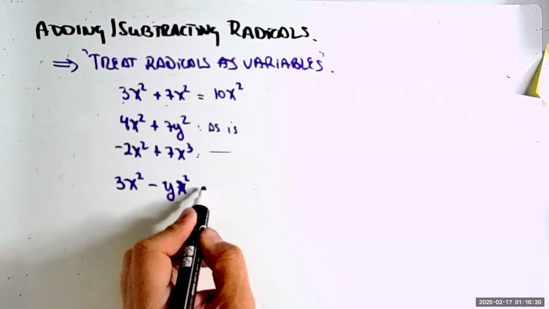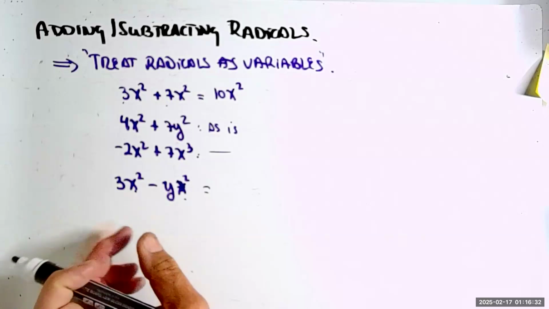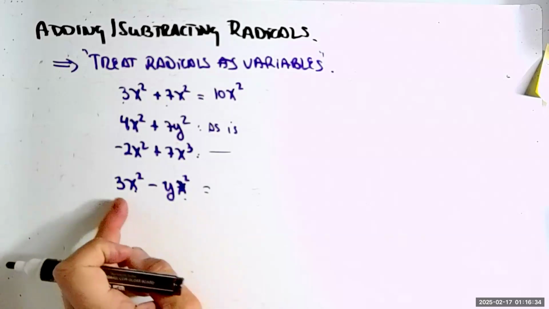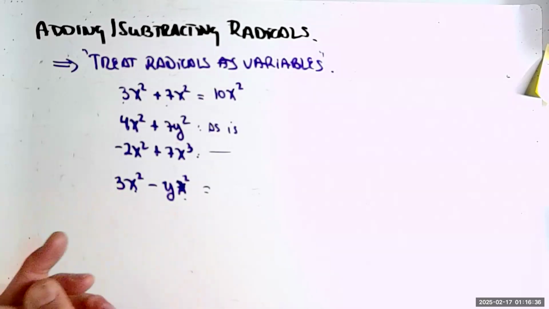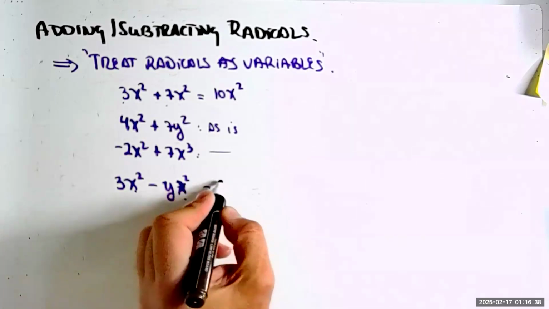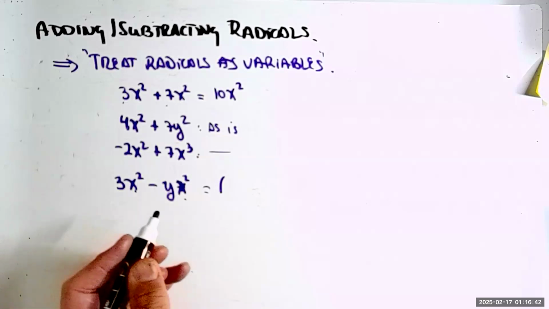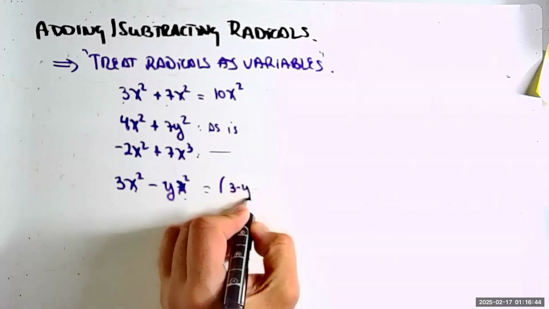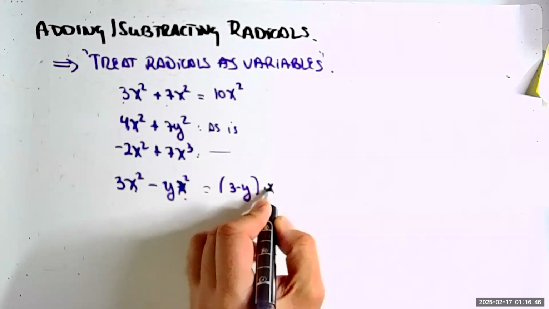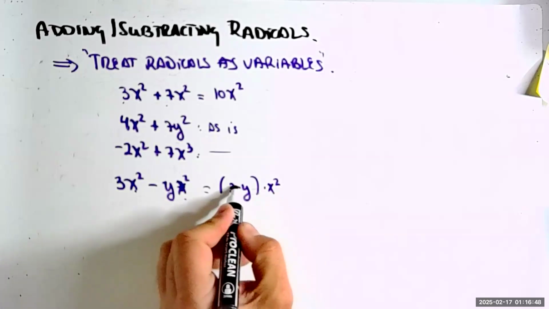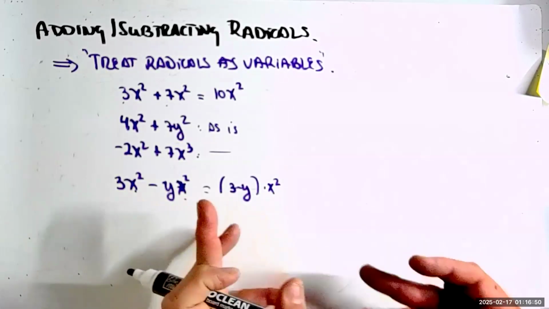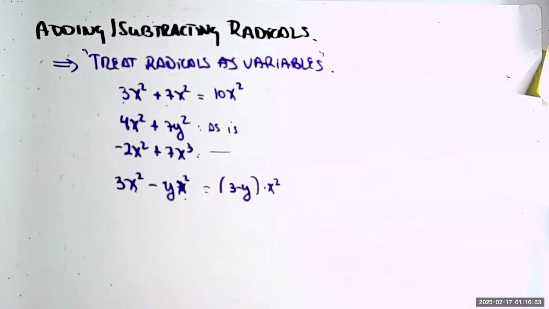If we have, for example, 3x squared minus y x squared, notice that we have x squared. We may combine like terms, but here I cannot simply add or subtract the 3 and the y. So we can factor out x squared, and we have 3 minus y times x squared.